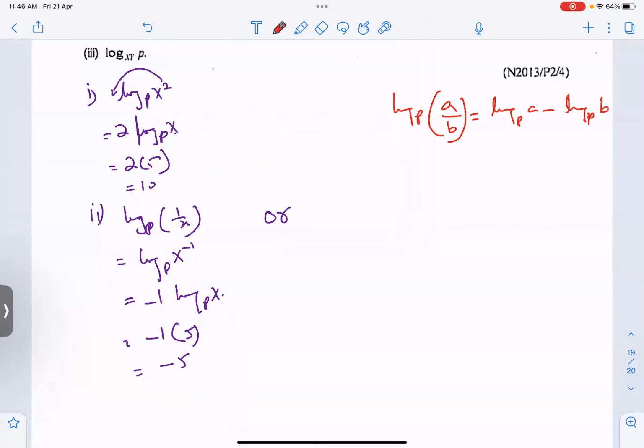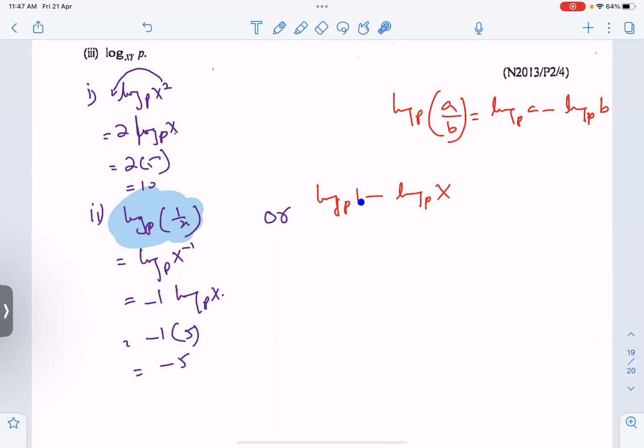Yes, can you separate this with the quotient law? This one is going to become the first number, log p1 minus log px. Is this clear? Can I write it like this? Log p1 minus log px. Now, what should be my next step after this?